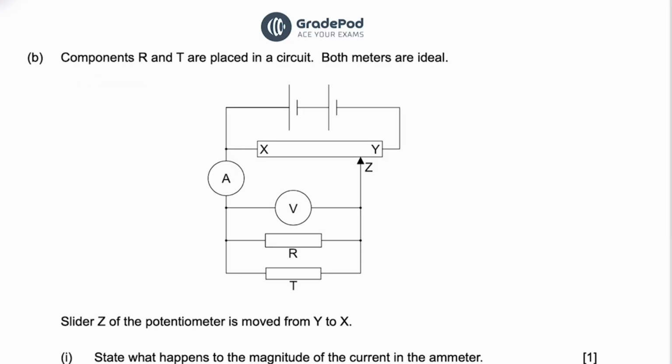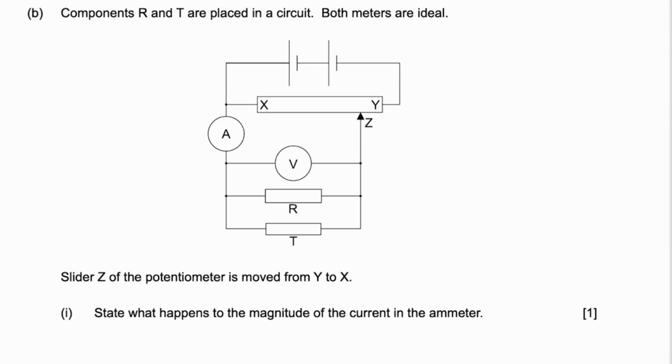B. Components R and T are placed in a circuit. Both meters are ideal. Slider Z of the potentiometer is moved from Y to X. State what happens to the magnitude of the current in the ammeter. I'm going to take a rather long answer to this, and I'm going to use some values. I want you to imagine this is a sliding scale, and when Z is here, the resistance of XY is 10 ohms, and when Z is here, the resistance of ZY is 2 ohms.